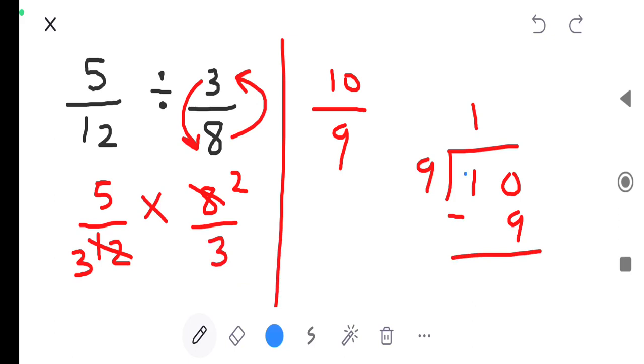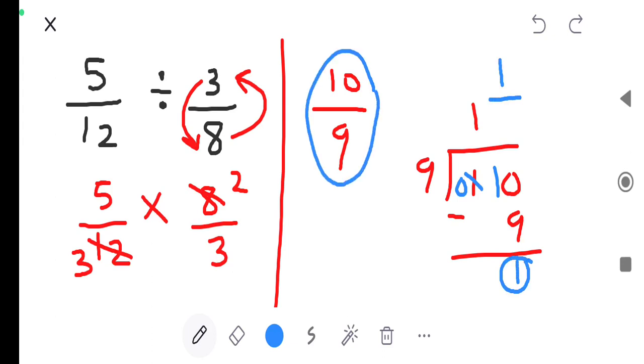So you take 1 from 1, 0 is left. You put the 1 here to make 10. 10 minus 9 is 1. This remainder that I circled, write it as the numerator over the denominator in this improper fraction, which is 9. So the final answer becomes 1 whole number 1/9.